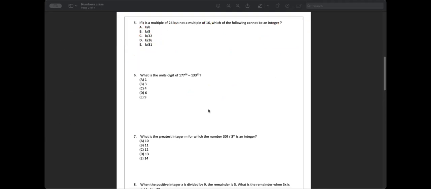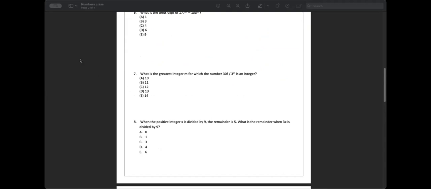All right. 7th is also similar. What is the greatest integer m for which 30 factorial upon 3 raised to power m is an integer? Now 30 factorial is what? 1 into 2 into 3 into 4 into 5 till 30. If we have one 3 in the denominator, will it divide 30 factorial? Yes, it'll get cancelled. If we have one more 3 in the denominator, will it divide? Yes, it'll get cancelled with 6.